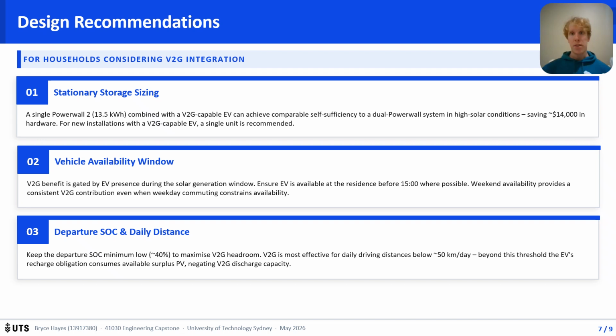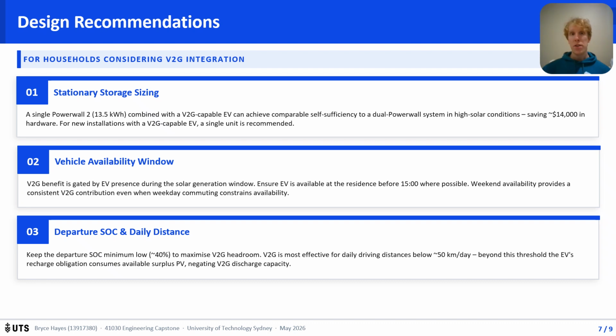So secondly is the vehicle availability window. Sensitivity analysis results showed that availability during the solar window, i.e. during the final few hours of sunlight in the day after the stationary battery has been fully charged, was extremely important to harness the benefits of V2G. Specifically, a sharp drop-off in the performance was observed when the vehicle was made unavailable up until the hours of 3 p.m. and 4 p.m. So this window is actually very important.